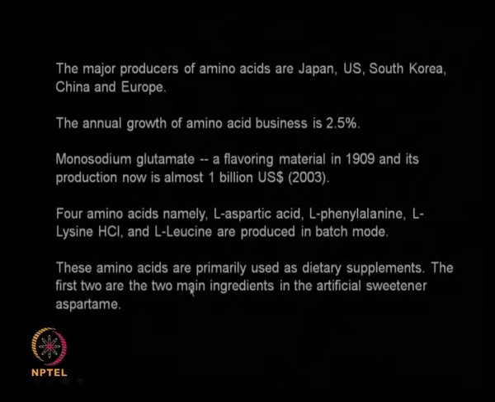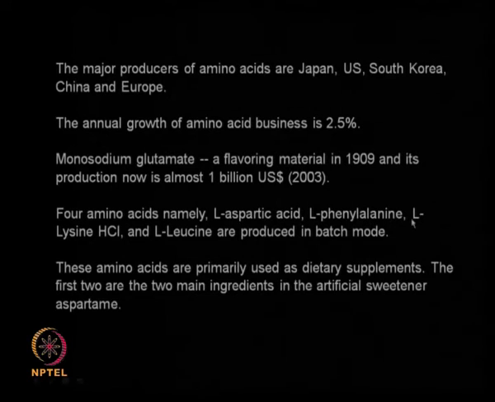The major producers of amino acids are Japan, US, South Korea, China and Europe. They are talking about an increase of about 2.5% annual growth. Monosodium glutamate, we are all used to it, it is a flavoring material, it was introduced in the year 1909, and the business is about $1 billion US, that is a big business which is used in flavoring Chinese food.